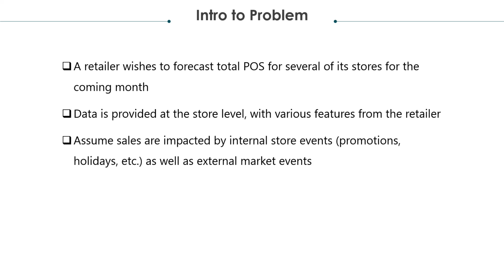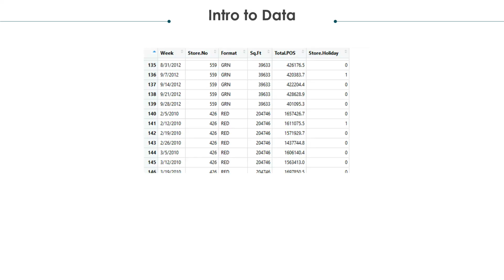And then we'll assume here that sales are impacted by internal store events like promotions and holidays, as well as external market events. Just like anything, there will be some of that that we have data for and can account for in our models, and there will be some things that we don't have data for and can't account for in our models. So we'll talk a little bit at the end of the project about how that plays out in our forecasted values.